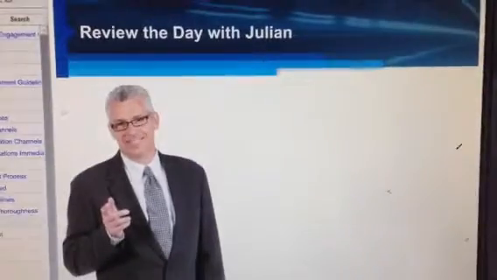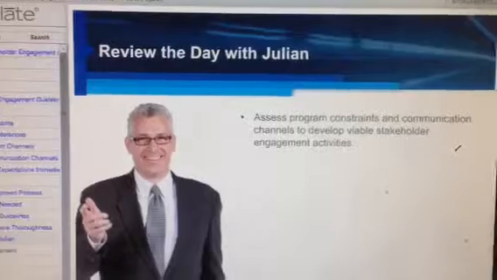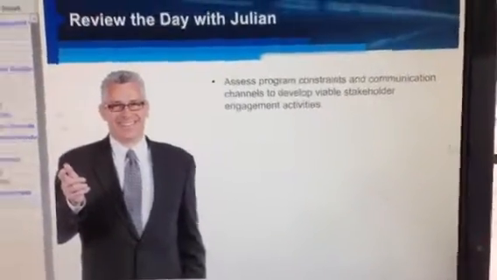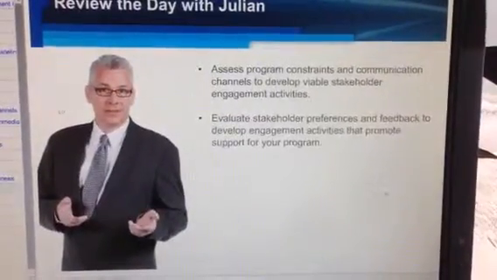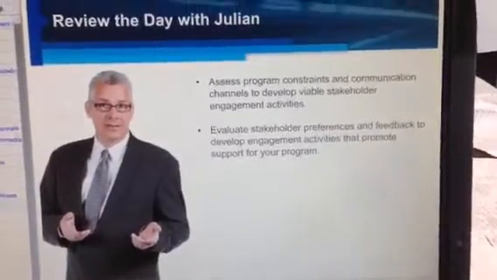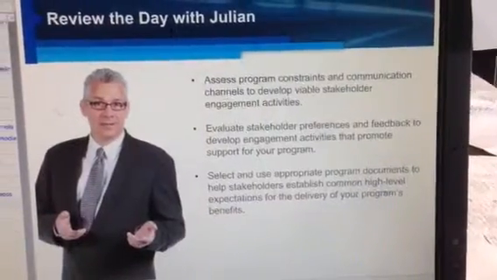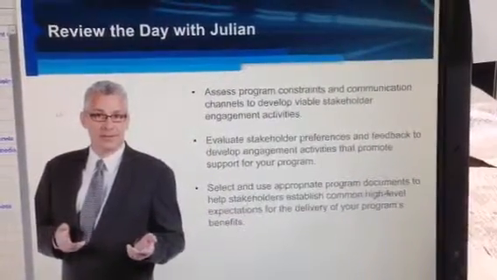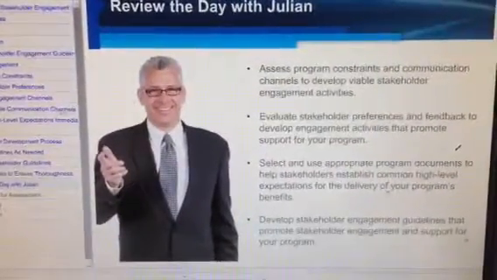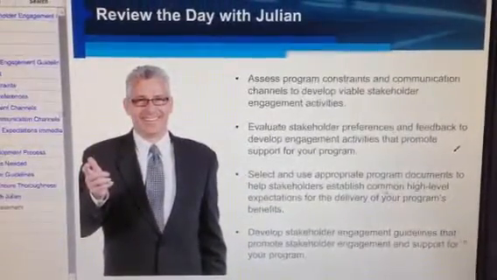Looks like you, Roy, and Ping had a great discussion about stakeholder engagement guidelines today. You assessed program constraints and communication channels to develop viable stakeholder engagement activities. Next, you evaluated stakeholder preferences and feedback to develop engagement activities that promote support for your program. You then selected appropriate program documents to help stakeholders establish common high-level expectations for the delivery of your program's benefits. And finally, you developed stakeholder engagement guidelines that promote stakeholder engagement and support for Ping's program.